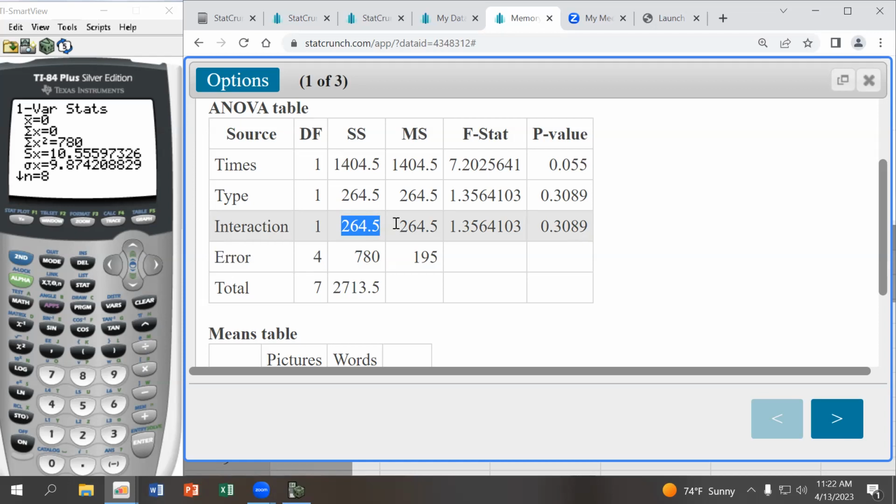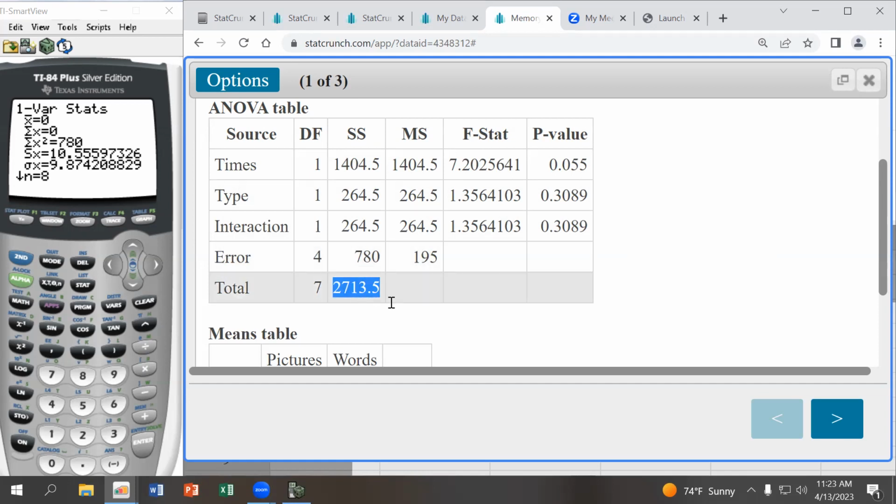Did we get that number? So after you get like this 2713.5, what do you do after that? So after you add 1404.5, 264.5, 780, you take that sum and subtract it away from that total. Is it just a coincidence that it's the same as before? It is a coincidence. That's a good question. They're not going to be the same always. When I do my next example, you will see that.